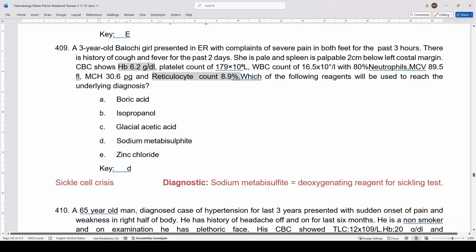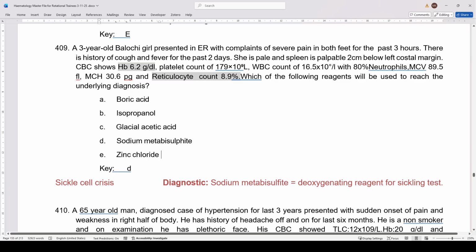409. A 3 years old black girl presented in ER with complaints of severe pain in both feet for the past 3 hours. It looks like a case of sickle cell, or you also have to think about G6PD. She has severe pain in hands and feet, so hand foot syndrome, and she has fever and cough for the past 2 days. So it can be a sickle cell crisis.